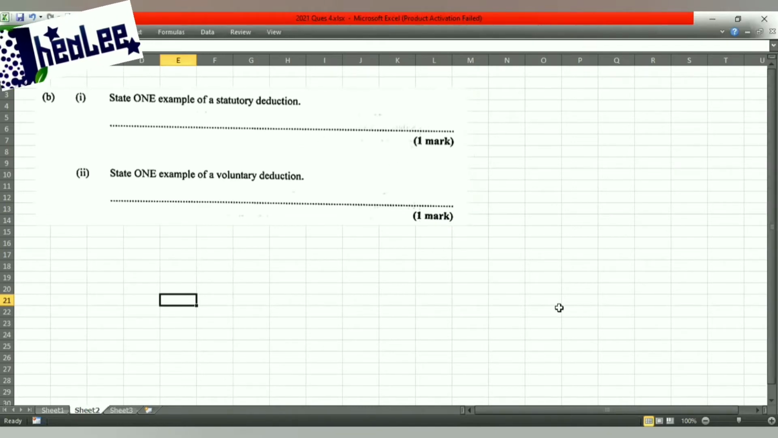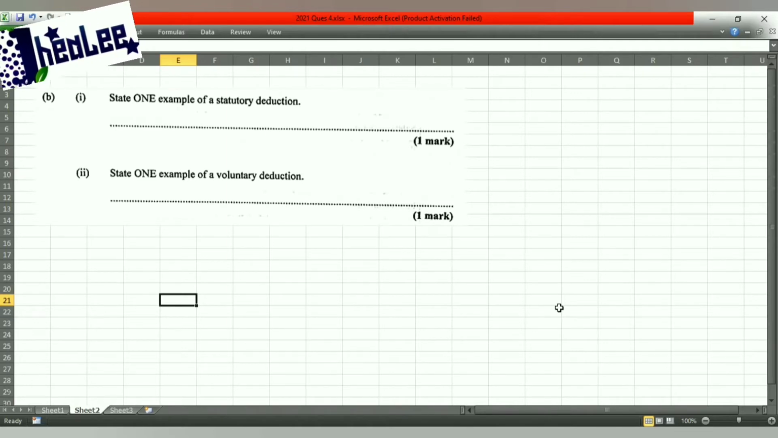We have income tax, we have education tax, we have National Housing Trust. Those are examples of statutory deductions. Remember, statutory deductions, these are stipulated by law. You have to pay these out of your pay, whether salary or wage.